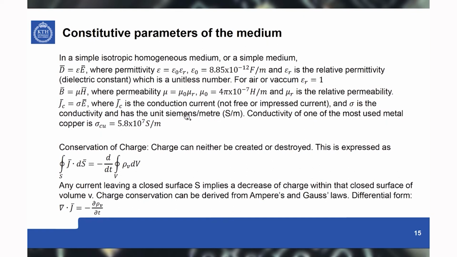Siemens is the reciprocal of ohms, and the conductivity of one of the most used metals, copper, is given as 5.8 times 10 raised to 7 Siemens per meter.